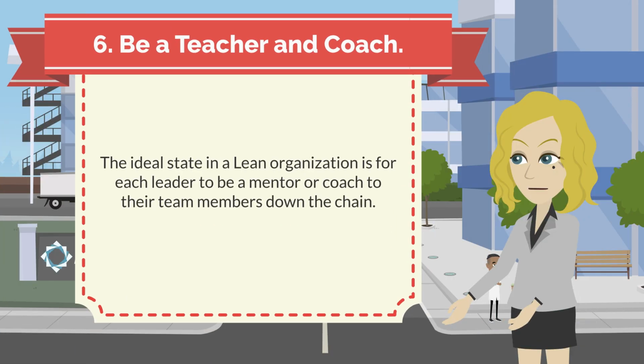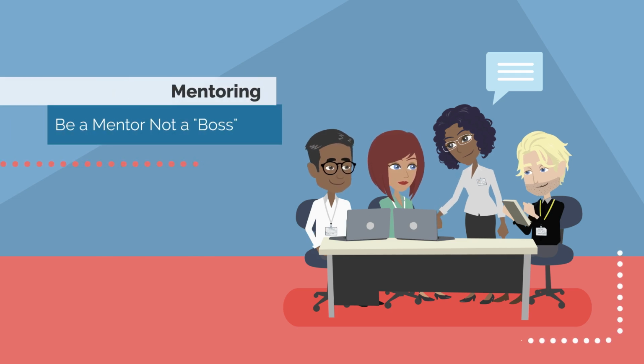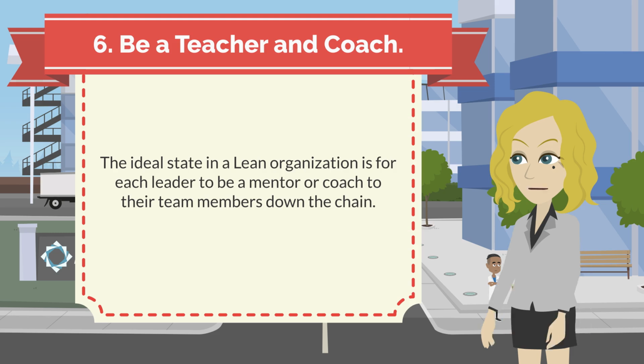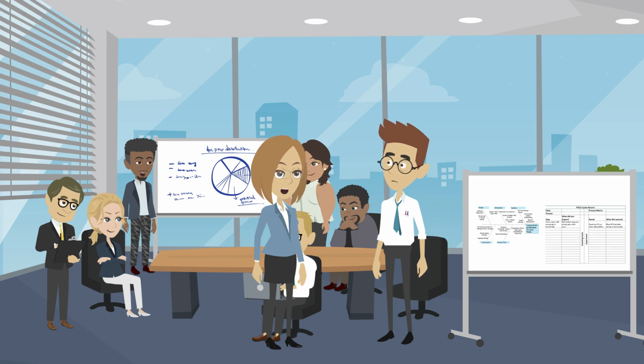Number 6. Lean leaders must be teachers rather than bosses. The ideal state in a lean organization is for each leader to be a mentor or coach to their team members down the chain. Because we want to create an army of problem solvers in the organization, leaders must be able to teach their team members how to solve problems. They shouldn't be solving problems for them. To do this, they should use humble inquiry. Asking questions that encourage the right kind of thinking and allowing people to experiment and learn is key.